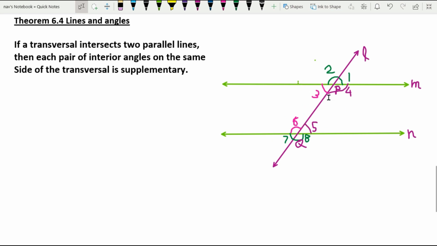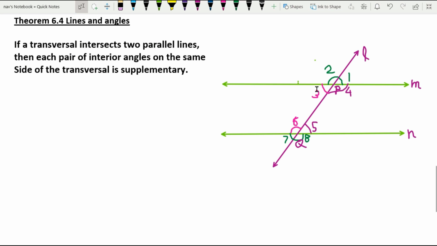Now let us see interior angles on the same side of the transversal. Let us take angle 3. This is angle 3 and angle 6. Let us take angle 6 also. See, angle 3 and angle 6 are lying on the left side of this transversal. Am I right? Angle 3 and angle 6 are lying on the left side of this transversal. So, angle 3 and angle 6 will form one pair of interior angles on the same side of the transversal.